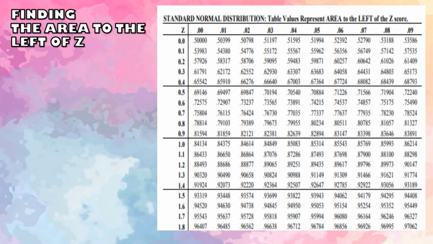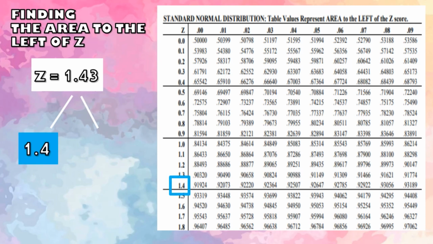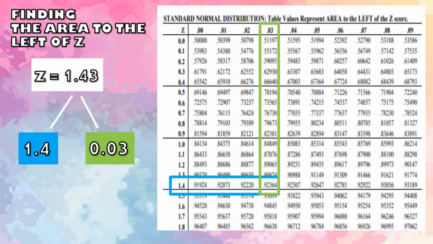So let's have an example. For instance, we want to find the area to the left of 1.43. First, split the given value into two parts. One part is the ones and tenths together and the other is the hundredths. Then, the intersection of these numbers will be the area of the normal curve to the left of the z value. Therefore, the area to the left of z of 1.43 is 0.92364.